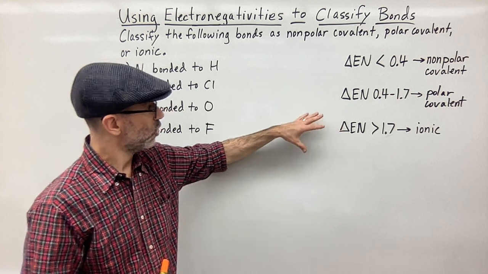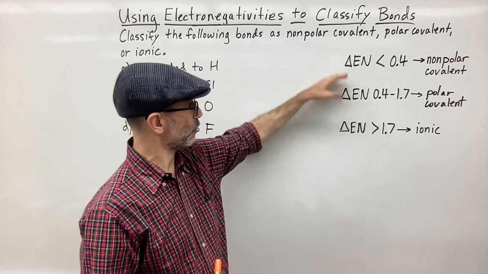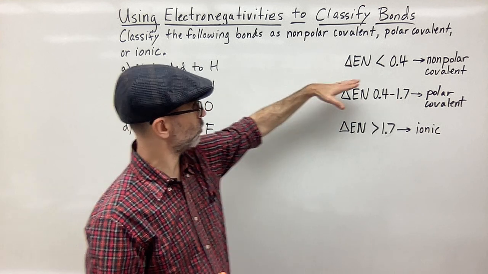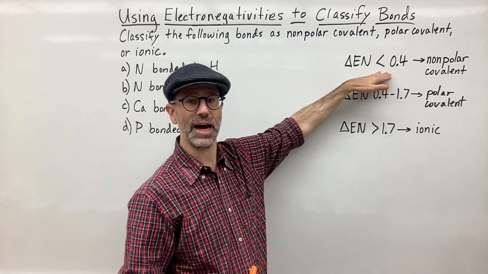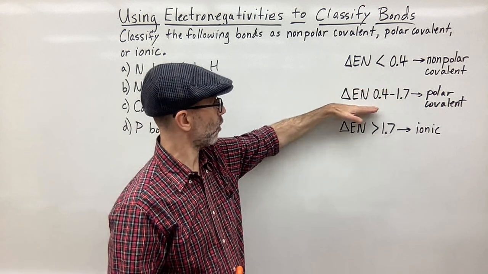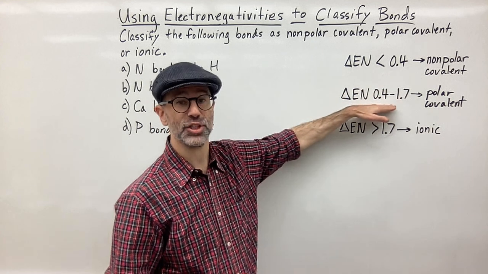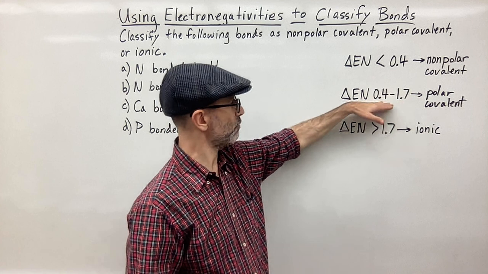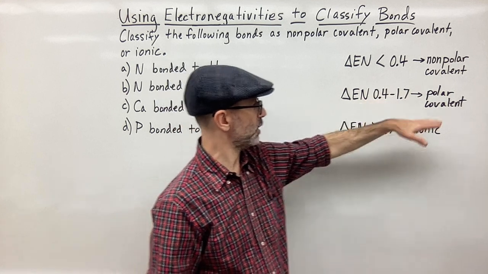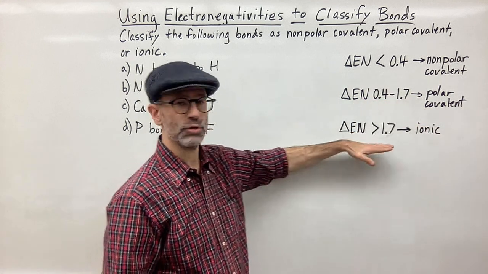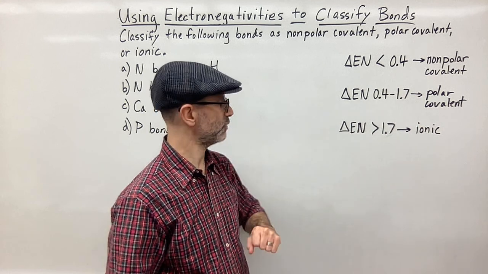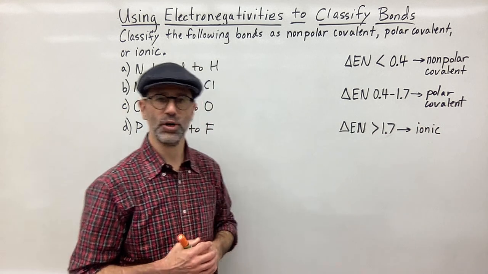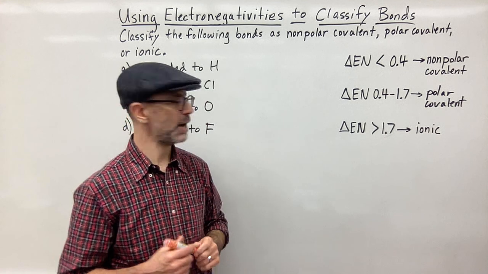Some textbooks will have a slightly different division of the ranges, if you will. Some might say less than 0.5 here, and then for this range it would be 0.5 to 2. So if it's between 0.5 and 2, then it would be polar covalent. And if the electronegativity difference was above 2, they would consider that ionic. So that might be preferable for your class, or your textbook might use that.